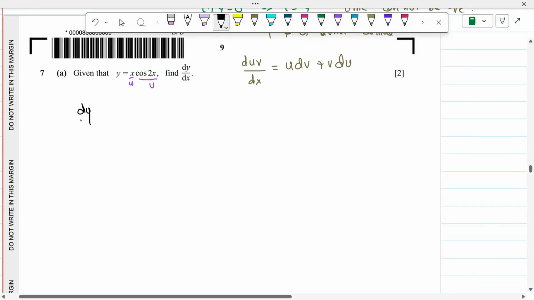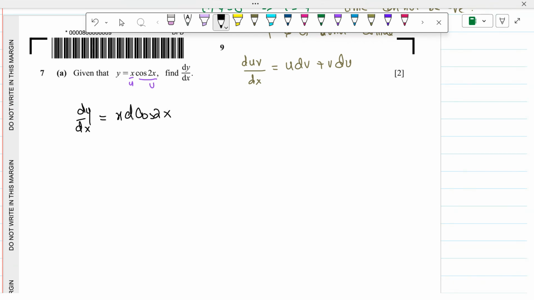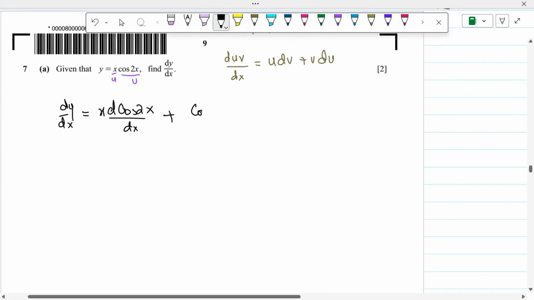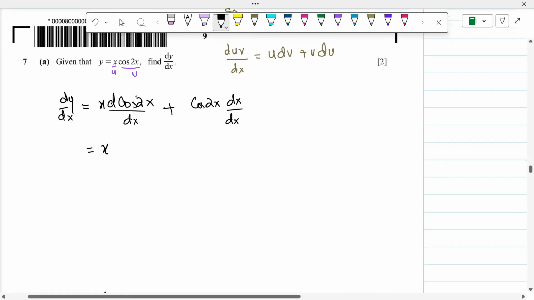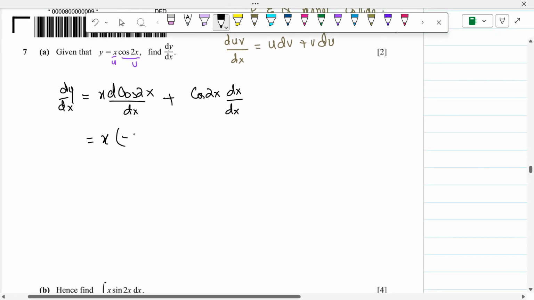So dy over dx is equal to u, which is x, times the derivative of v, which is cos of 2x, plus v, which is cos of 2x, times the derivative of u, meaning the derivative of x. So x remains the same, and the derivative of cos of 2x is negative sine of 2x, times the derivative of the angle, which is the derivative of 2x, plus cos of 2x remains the same, and the derivative of x is 1.